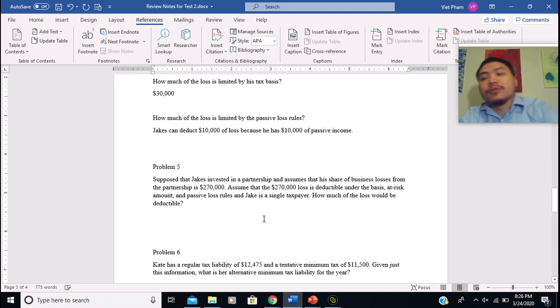So remember the limitation for passive loss deduction, right? Even if the taxpayer passes all of the 3 hurdles, there's still a final limitation, right? Which is the $255,000 limitation for all taxpayers except for married filing jointly, right? So in this case, Jake is a single taxpayer, so he's subject to the $255,000 limitation, right?